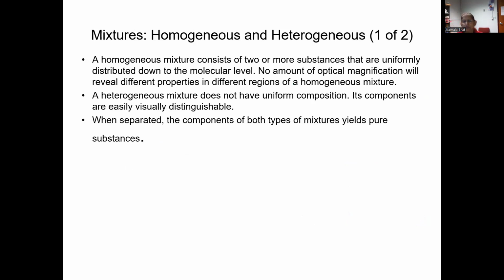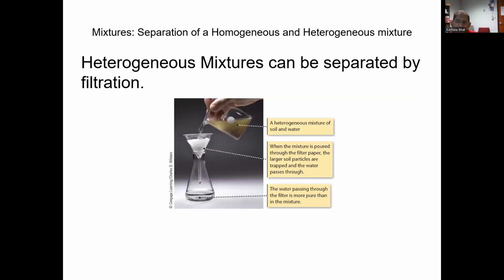A homogeneous mixture consists of two or more substances that are uniformly distributed down to the molecular level. No amount of optical magnification will reveal different properties in different regions of a homogeneous mixture. A heterogeneous mixture does not have uniform composition. Its components are very easily visually identified. When separated, the components of both types of mixtures yield pure substances.